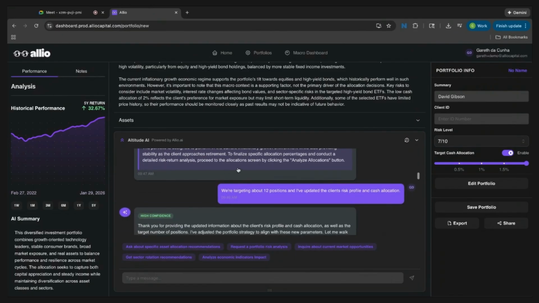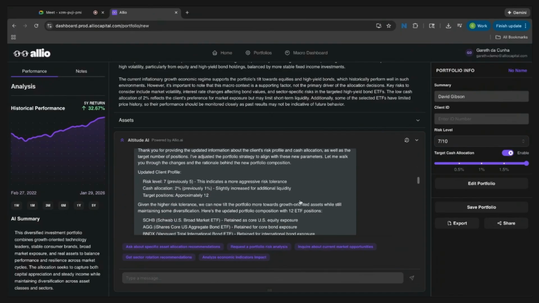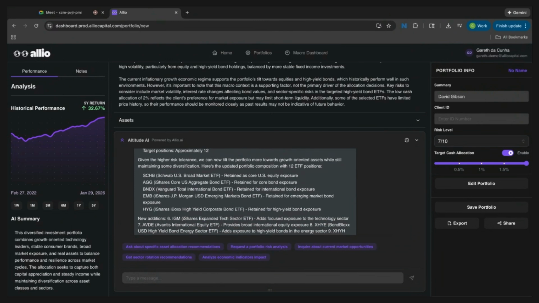The feedback was that I'm targeting about 12 positions. I've updated the client's risk profile and cash allocation, so those are toggles that I used over here on the right. It says, thanks for the update. I upped the risk allocation to 7, right? You could see that was almost entirely bonds. So I upped the risk profile a little bit, moved the cash allocation to 2%, and then targeted 12 positions. And out it produced a portfolio.